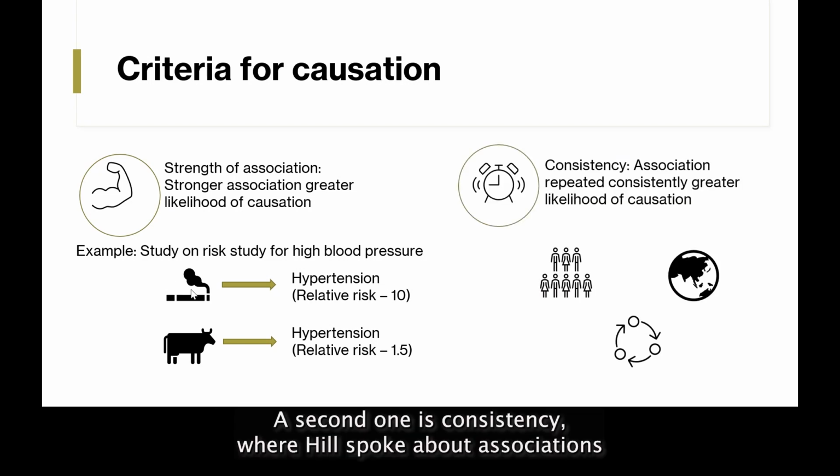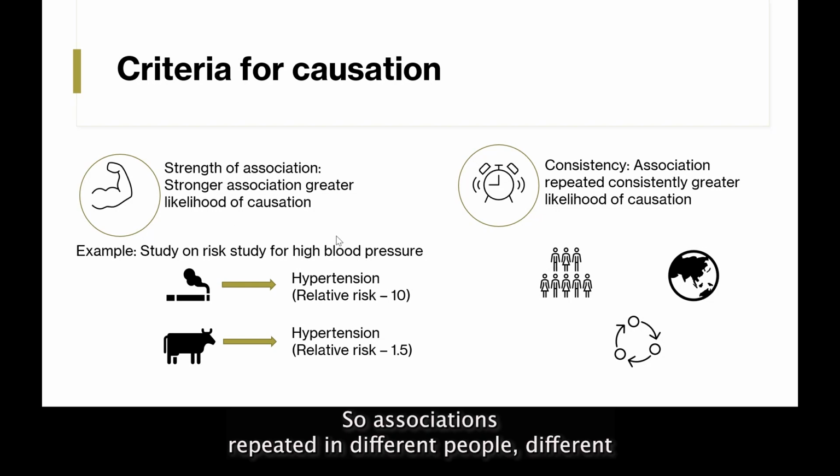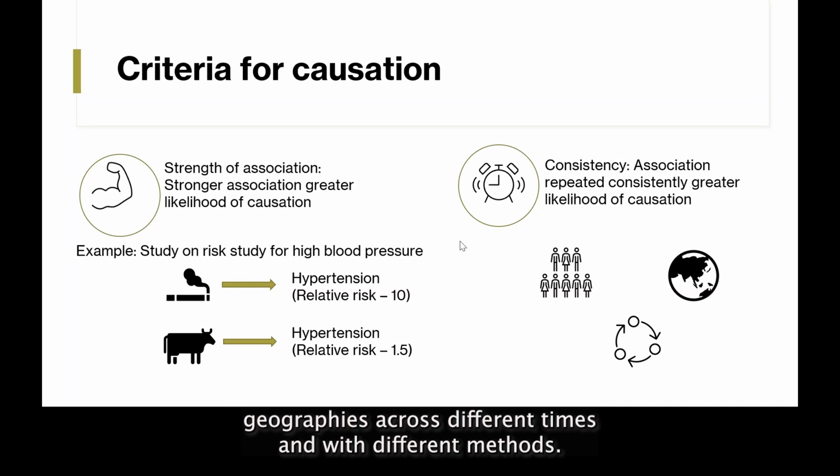The second one is consistency, where Hill spoke about associations that were repeated consistently having a greater likelihood of causation. So associations repeated in different people, different geographies, across different times, and with different methods.